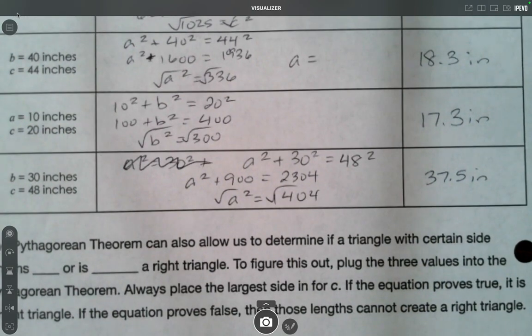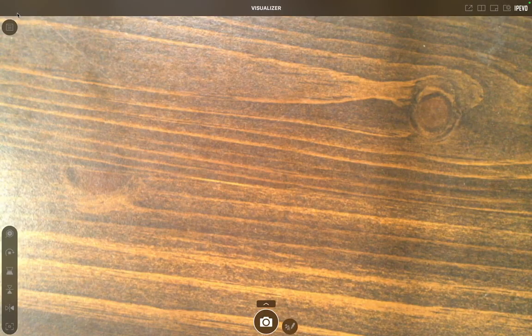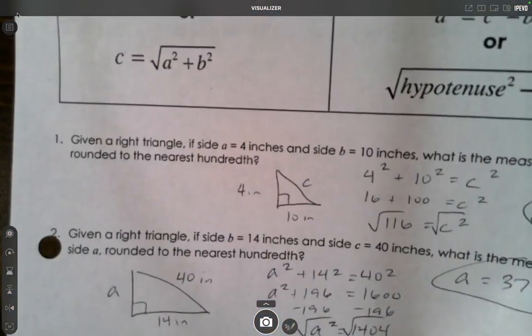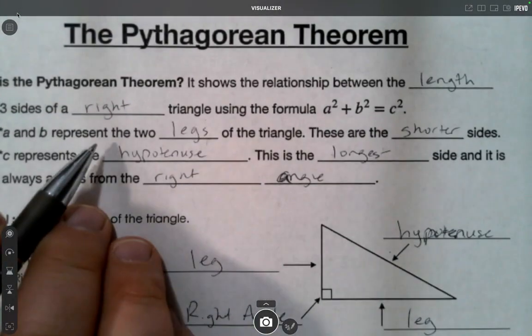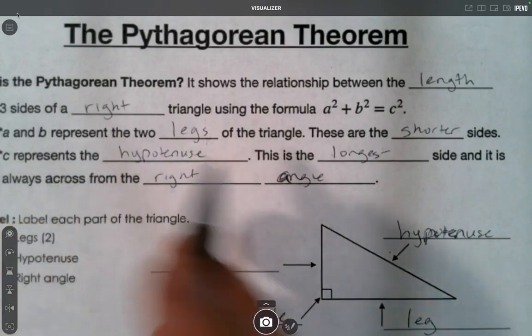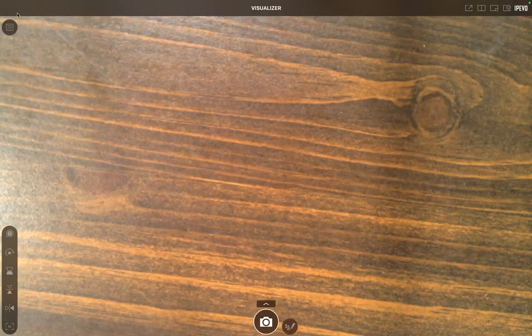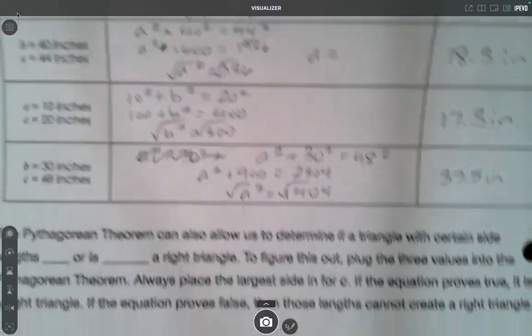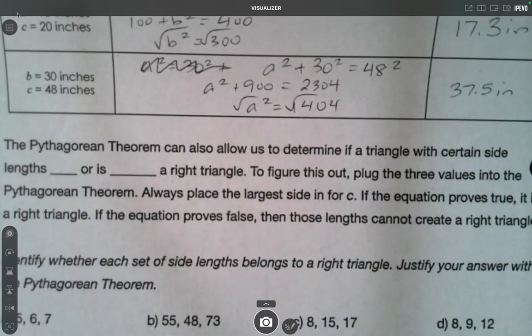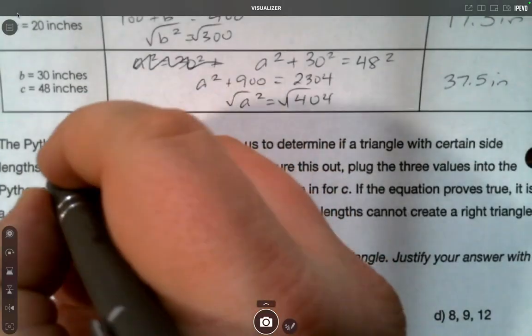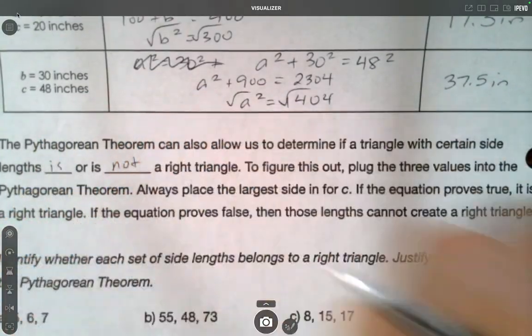So hopefully that gives you some comfort with the Pythagorean theorem. Now, there is one more thing we want to talk about with the Pythagorean theorem. Like I said, when they don't give you a picture, which they didn't on any of them, I recommend you draw one. But one thing I also pointed out was that the Pythagorean theorem only works if we have a right triangle. a squared plus b squared only equals c squared if it's a right triangle. So, one other way we can use the Pythagorean theorem is to determine if a triangle with certain side lengths is or is not a right triangle.